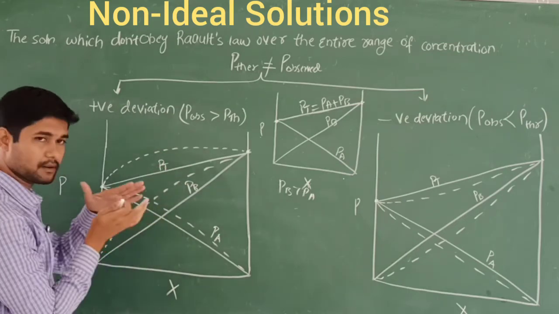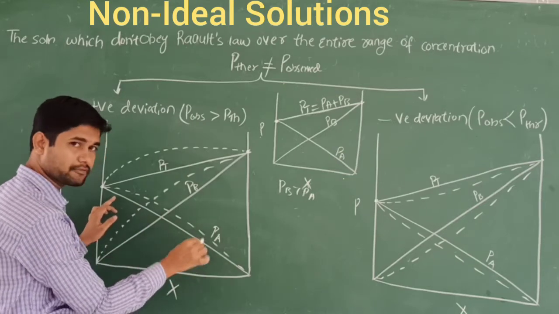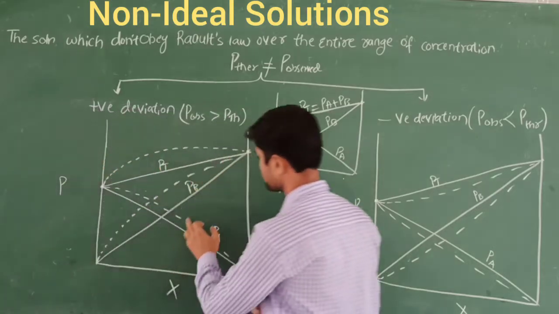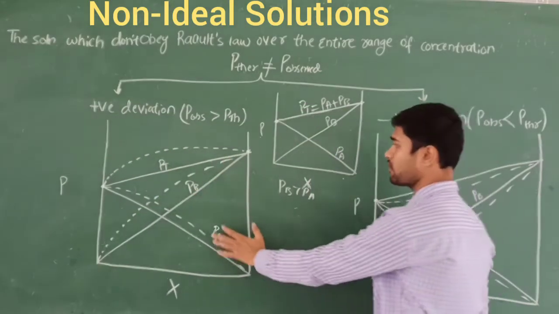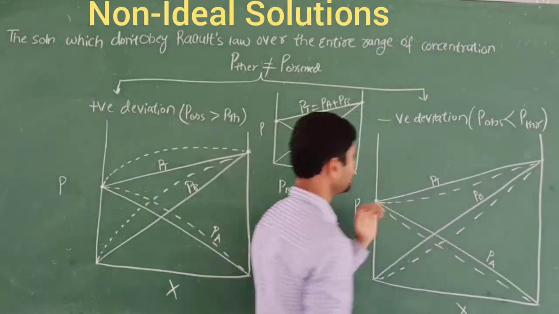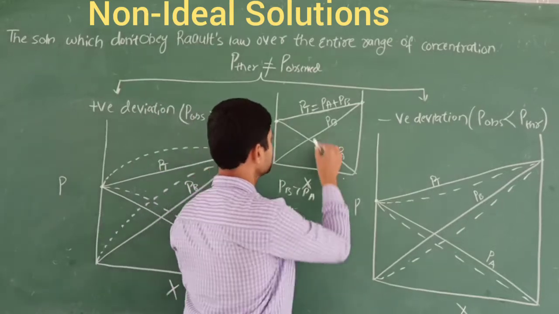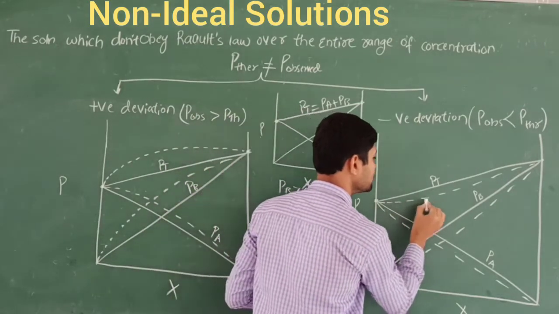Come to the components. This is pure component A. Here the vapor pressure of the component is higher than Raoult's law, and here the vapor pressure of component B is also higher than Raoult's law. So this is called positive deviation. Come to the negative deviation. Negative deviation is lesser than Raoult's law. Like this, the total vapor pressure of the solution must be lesser than Raoult's law.